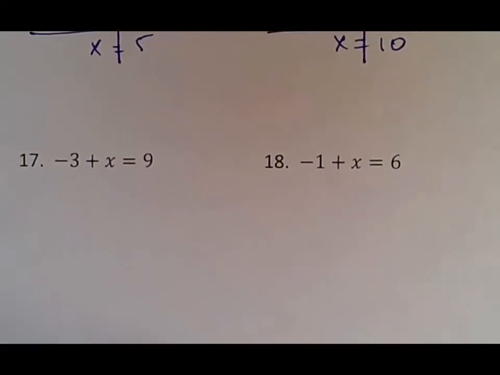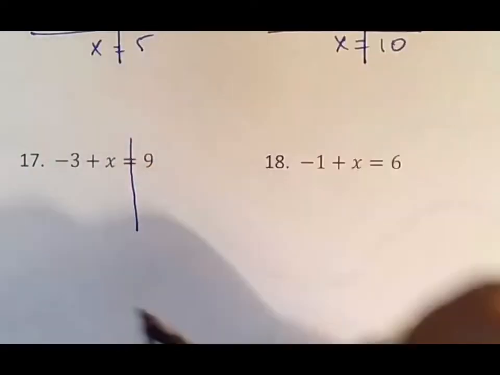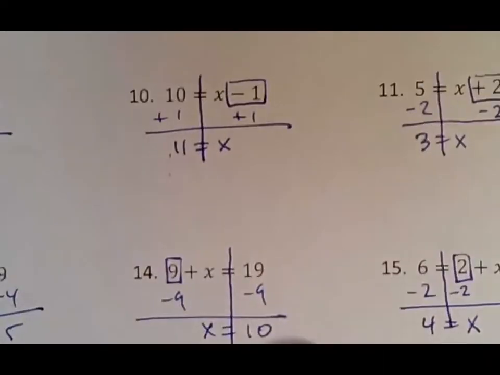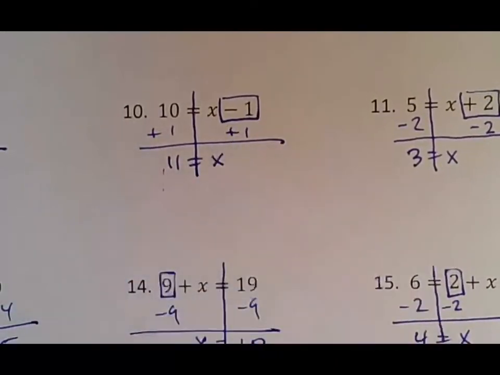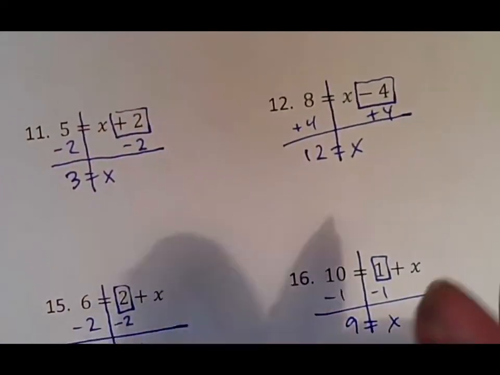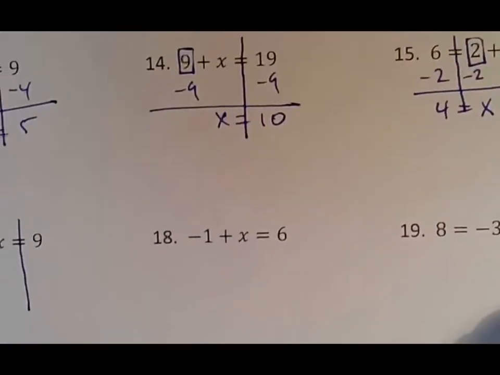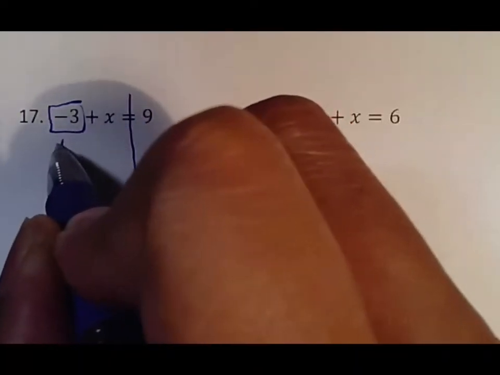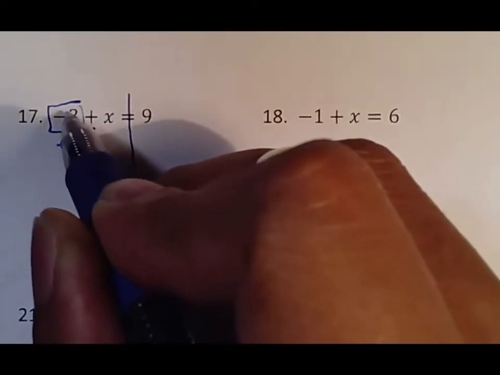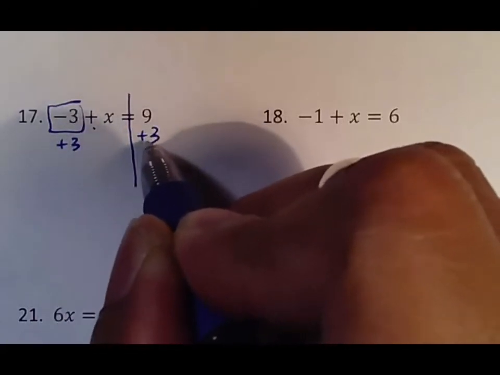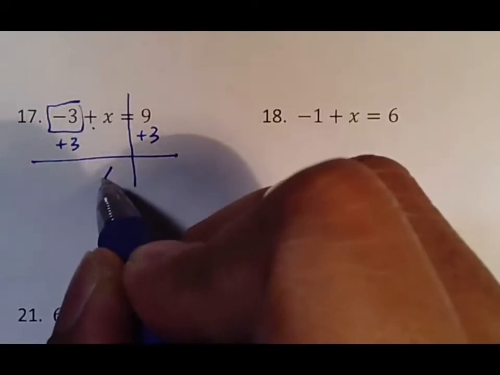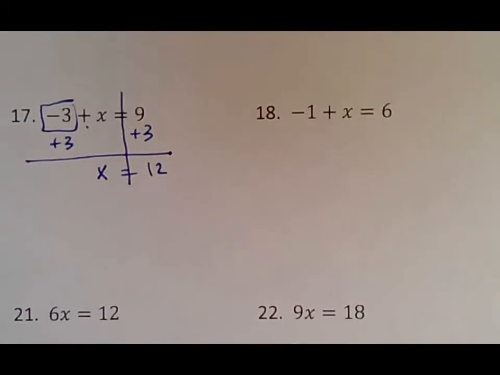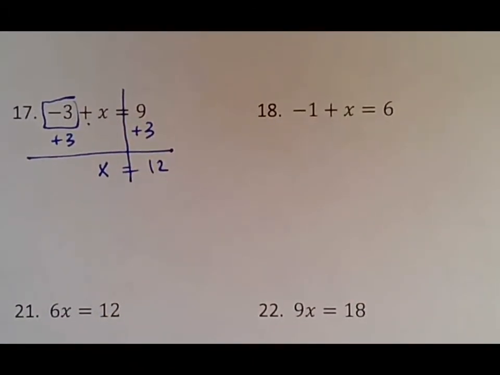Number 17 is similar, but you just want to be careful because what's attached to x this time is a negative 3. And again, just like in this one, the way we got rid of a negative 1 was with a plus 1. The way we got rid of a negative 4 was with a plus 4. Same thing goes here. The way we're going to get rid of this negative 3 is with plus 3. Don't look at that symbol. That's with your x. The opposite of negative 3 is plus 3. So that's what we're going to do. Bring down your x on the left. 9 plus 3 is 12. And that is the answer that you're looking for.